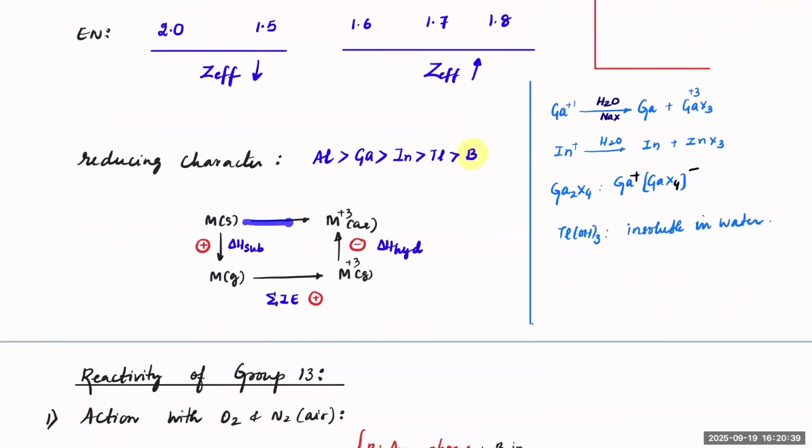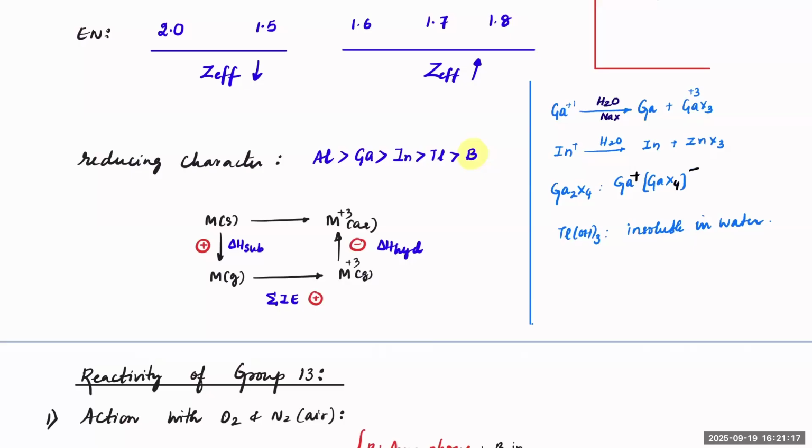So, the metal will lose its electrons more easily to convert into M+3 aqueous form. How do we check the reducing character? You check these energy parameters, which are delta H of sublimation, ionization, and hydration. If the sum of these three is mostly negative, which means the hydration part is extremely dominant over ionization and sublimation, that means its reducing ability is more. It can easily oxidize.